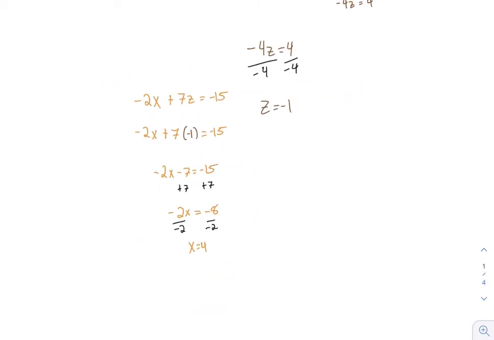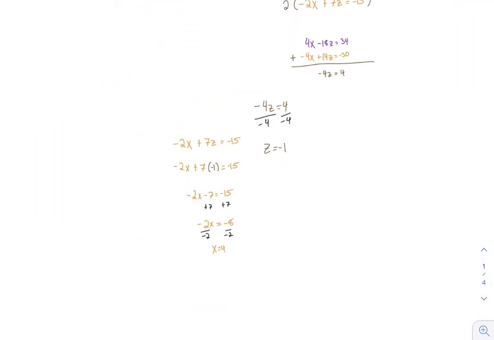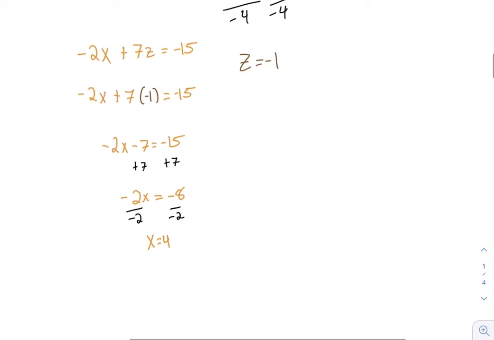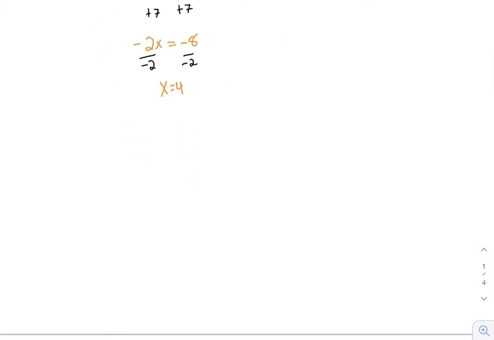Okay? All right, so I had my 2-variable system. I solved for z. I took that z, plugged it into one of the equations, solved for x. So far, let's sum up what we have. We have x equals 4 and z equals negative 1.